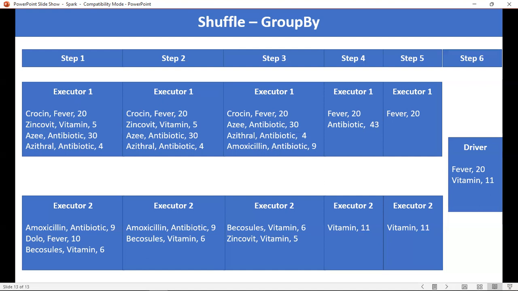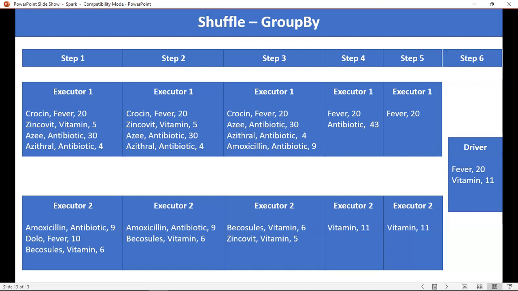So what is a wide transformation? As you know, group by is a transformation, right? Now, when we do the group by transformation, we are shuffling the data. You can see step 2 and step 3. We are moving the data for all the antibiotics together. So amoxicillin antibiotic 9, which was in machine 2 in step 2, moved to machine 1 in step 3, right? In machine 1 in step 3, all the antibiotics are together. So that was shuffling. When we are moving the data from one machine to another during a transformation, that is called a wide transformation.